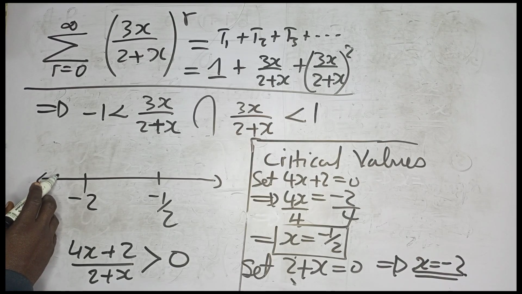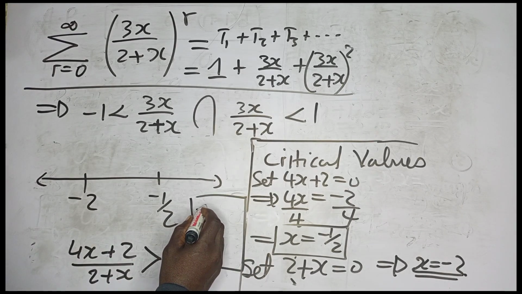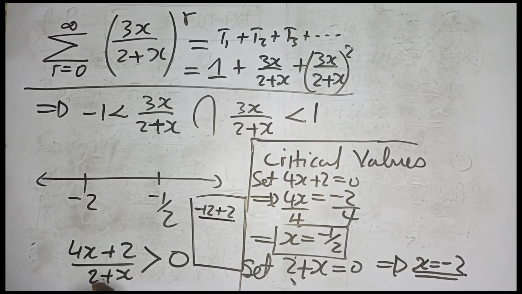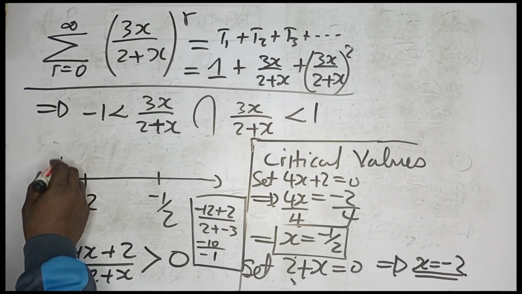So let's take a value from here, -3. We're interested only in the sign. 4 multiplied to -3 is -12 plus 2 all over 2 plus -3, so we have -10 all over -1. Negative divided by negative, positive. So here we have positive.